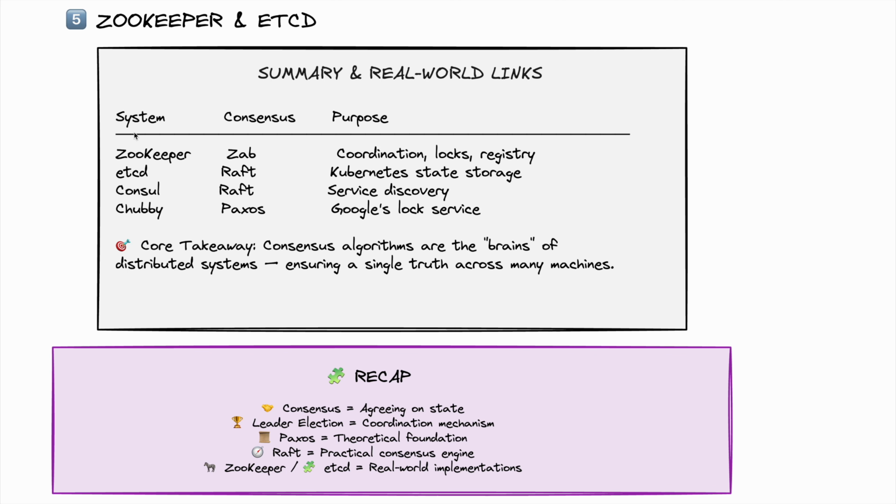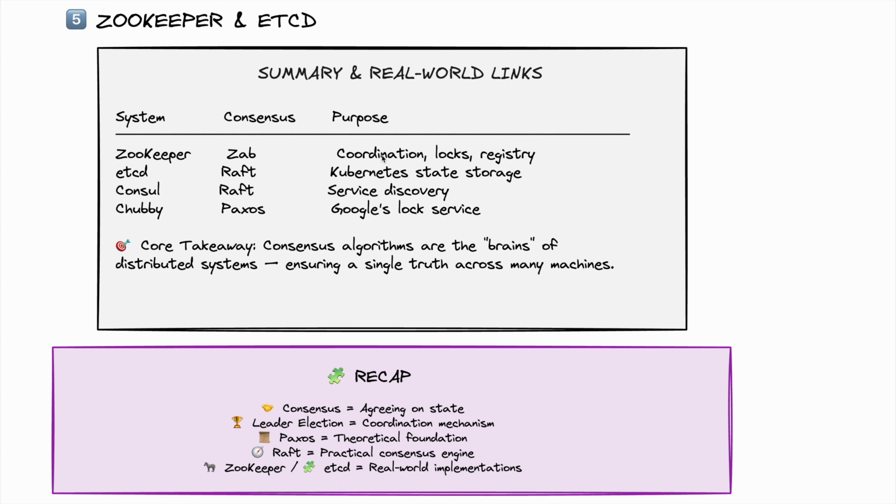So for example, let's take these four systems: Zookeeper, etcd, which is the database for Kubernetes, Consul, and Chubby. Each of them uses a different consensus algorithm. For example, Zookeeper uses ZAB, which is the algorithm for Zookeeper. etcd uses Raft, and Consul uses Raft. For Chubby, Paxos is used, and they all have their own use cases. Why are they using these specific consensus algorithms?